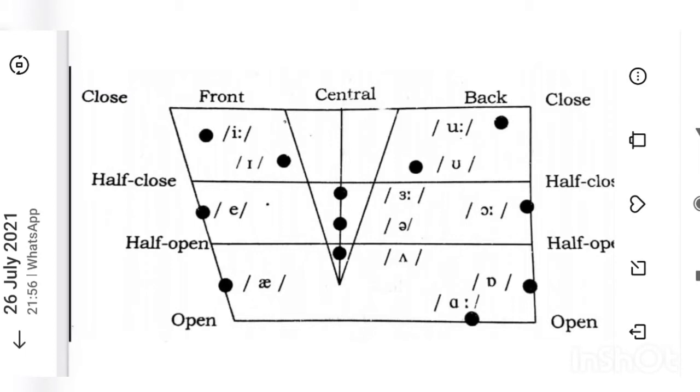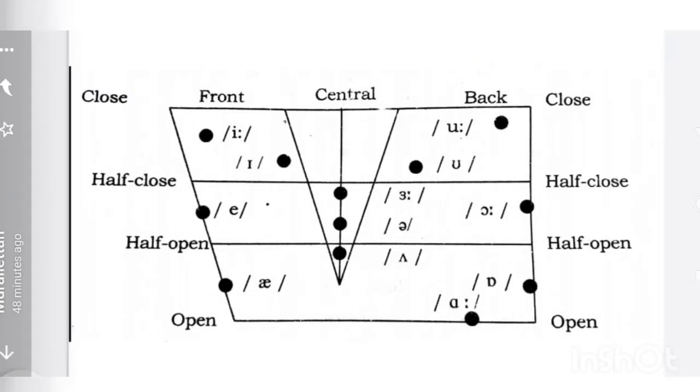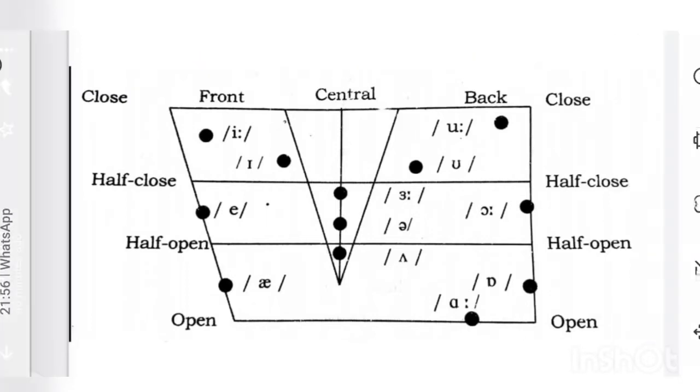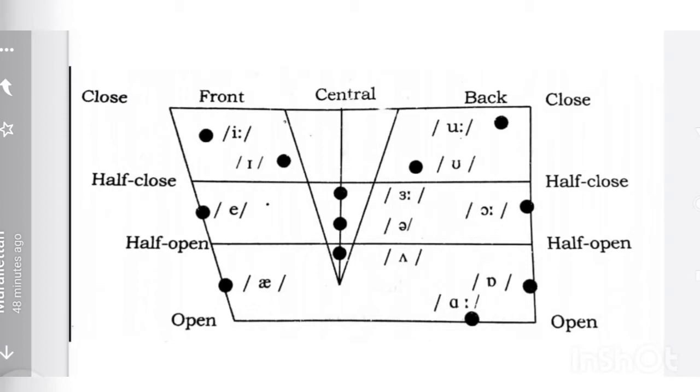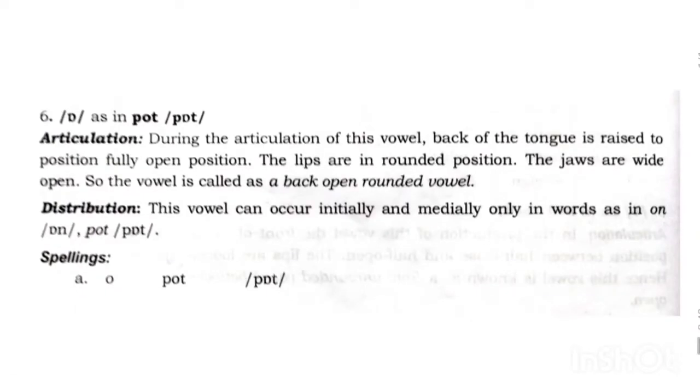It is not touching anywhere at the roof of the palate, whether it be the hard palate or soft palate, or in the space between the hard palate and soft palate. So that's why it is in the fully open position. The lips are in a rounded position, pot, rounded. The jaws are wide open.